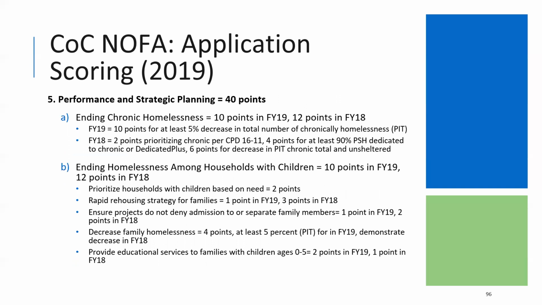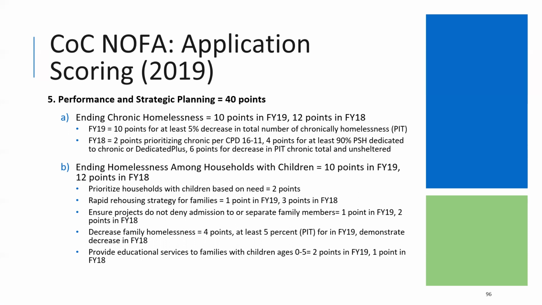HUD wants to see what strategies you're using to end homelessness among households with children. So how are you prioritizing households with children based on need? What is your rapid rehousing strategy for families? And then also, how are you decreasing family homelessness over time? There's also some pieces about whether projects are operating in line with HUD requirements about what kind of operations family projects have.